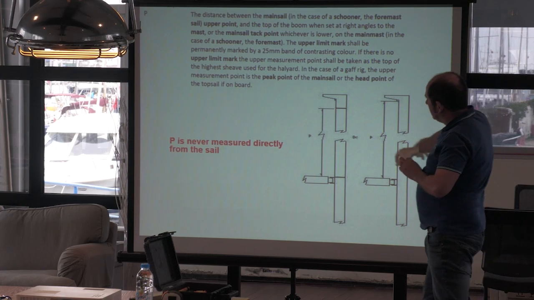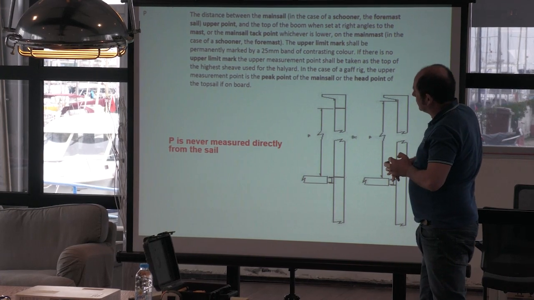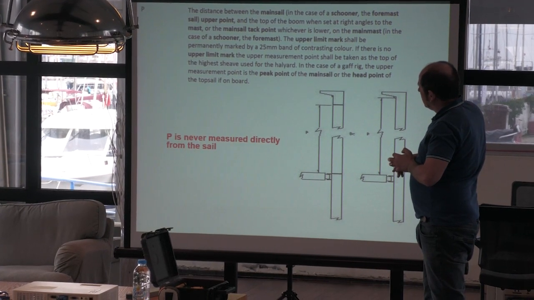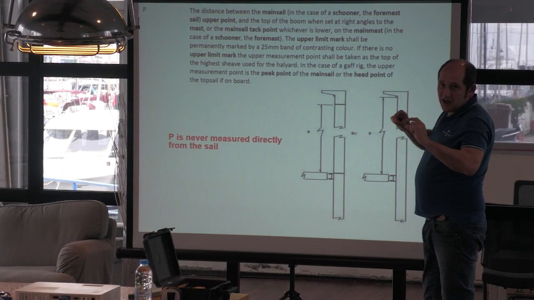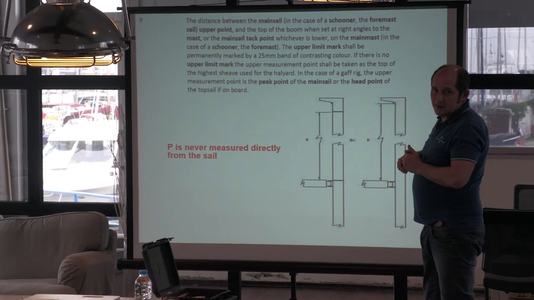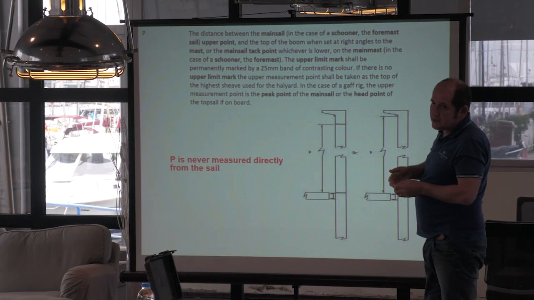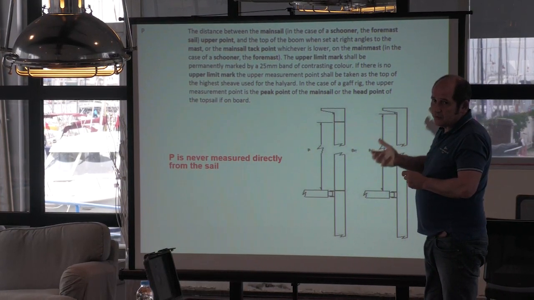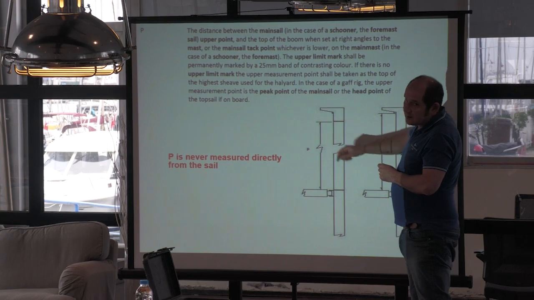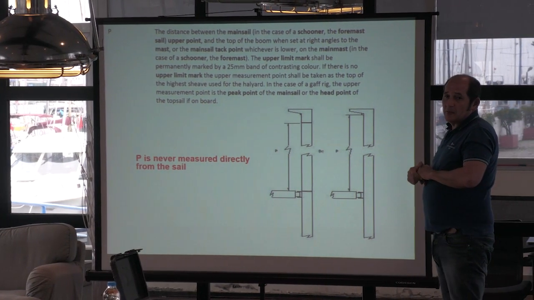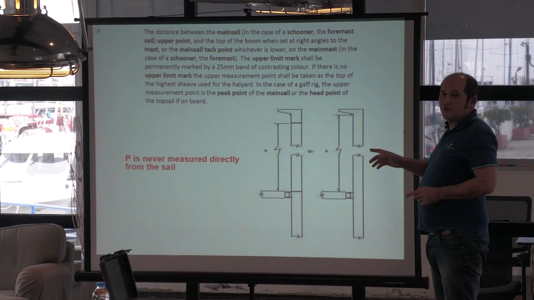So this upper limit mark shall be permanently marked with a band of contrasting color. In many cases, you will find a band made with tape, and this is acceptable. But when you are at an event, for instance, you are able to control this P measurement to be sure that the mark did not move between the moment you measured it before a race and the moment you control it during a race.